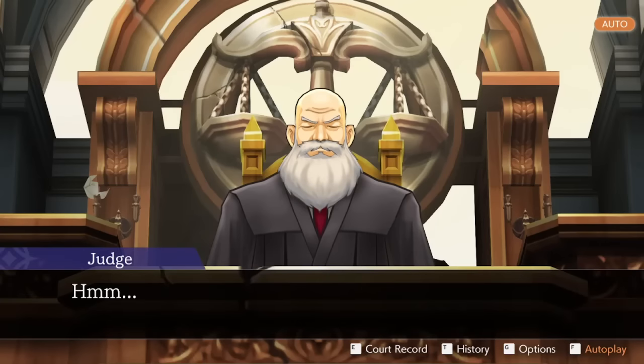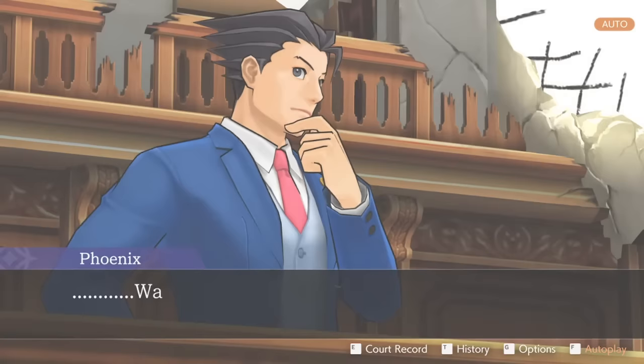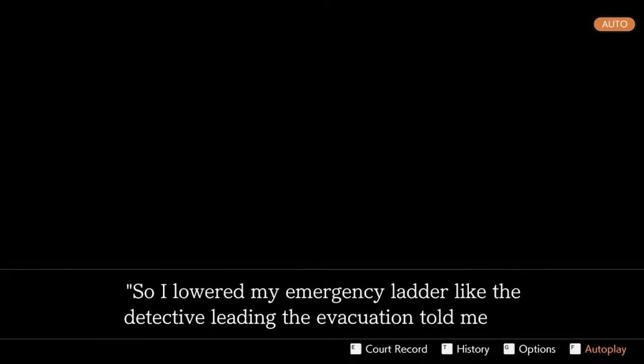That is, until Phoenix recalls one particular line from Aura Blackwell, who ended up lowering the emergency ladder in the first place: "So I lowered my emergency ladder like the detective leading the evacuation told me to."